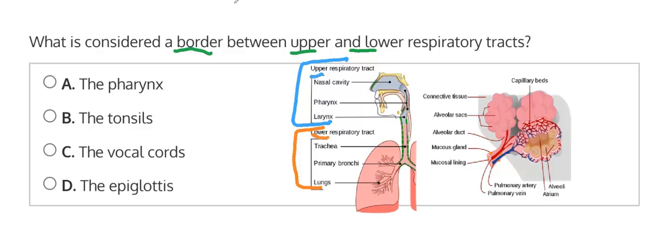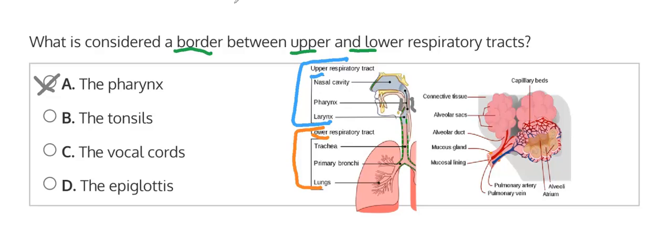So we want to find which of these choices would be the dividing part, or the area that would be between separating the upper and the lower sections of the respiratory system. So option A is stating the pharynx, and the pharynx is located right here. The pharynx is your throat. So we see that that's part of the upper respiratory tract, and that there's still other parts that are a little bit lower before actually getting to the official lower respiratory tract. So this wouldn't be the border, so we could eliminate option A.